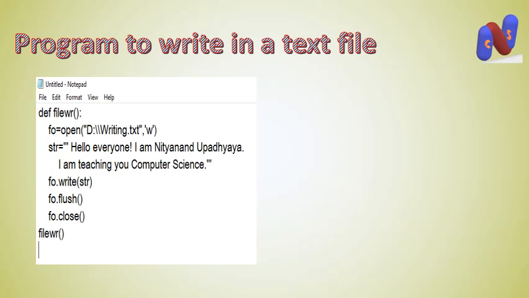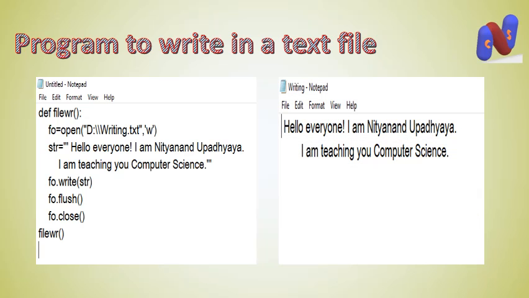Now just see the output, whether it is really going to write in a text file. So let's see. Yes, you can see in the title bar there is written writing. Writing is the file name I have given in my code, and now you can see the particular string: Hello everyone, I am Nityanand Upadhyay and I am teaching you computer science.